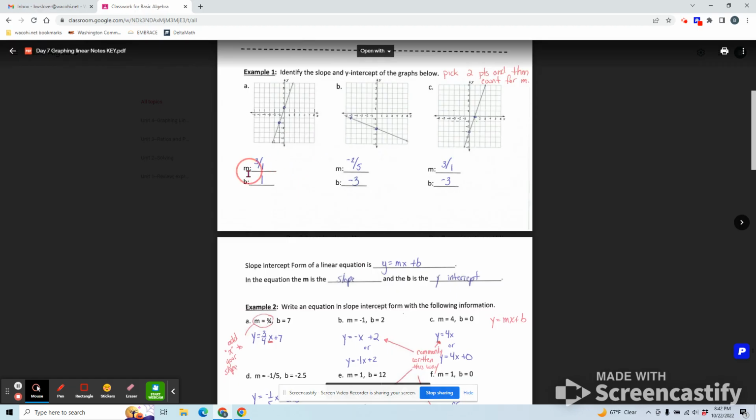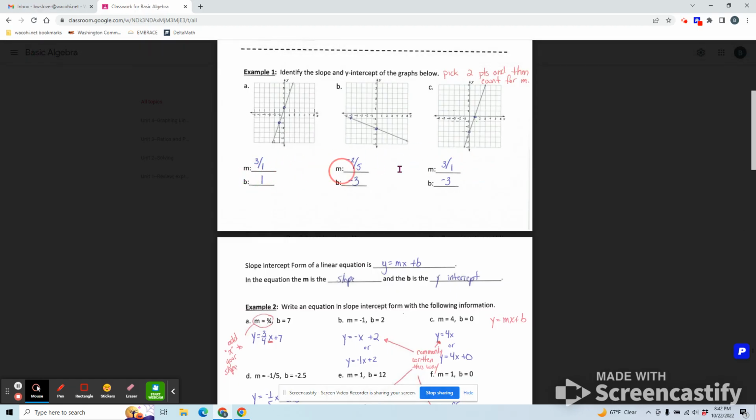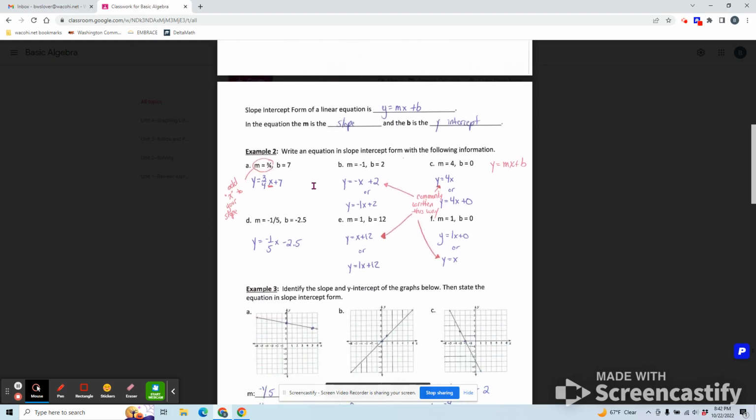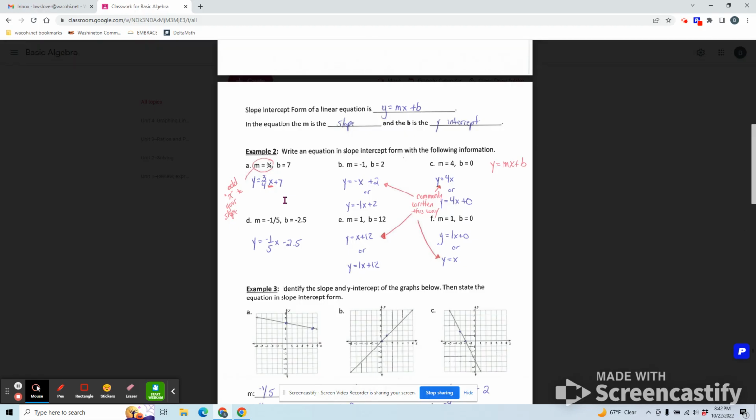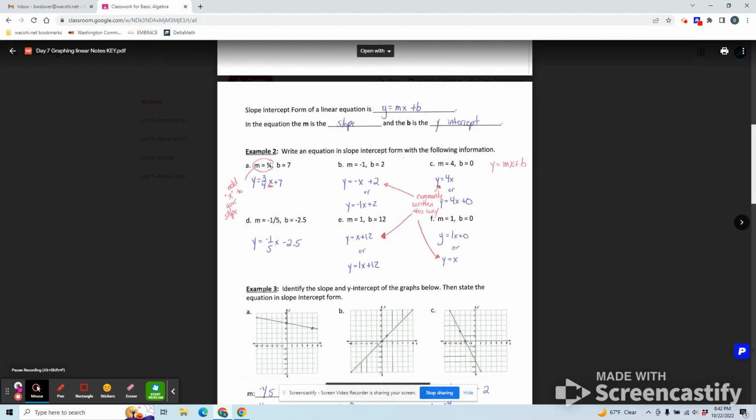Similar to what we just did here, we talked about the slope and the y-intercept. Now we're actually going to start writing an equation. And that's what example 2 says. Write an equation in slope-intercept form with the following information. It may look confusing because I got a bunch of red marks all over on example 2, but that's there to help us and to talk about different examples when we get there.